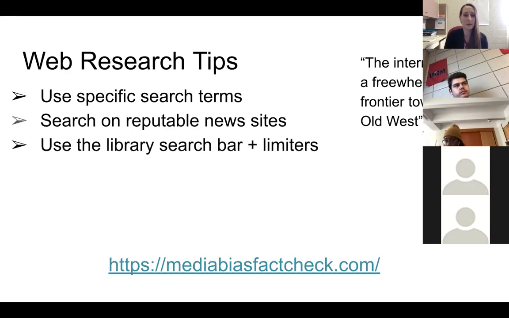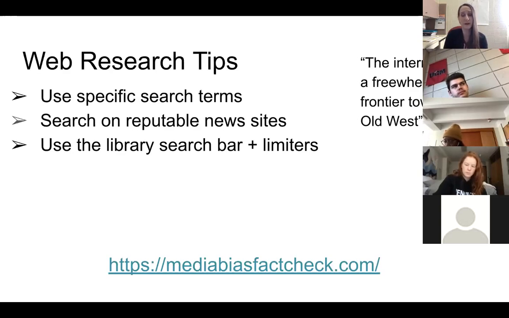And also, of course, a good starting place is the library search bar, but you want to keep in mind that the library search bar will give you all types of sources. So use those limiters to find the type of source that you're looking for.